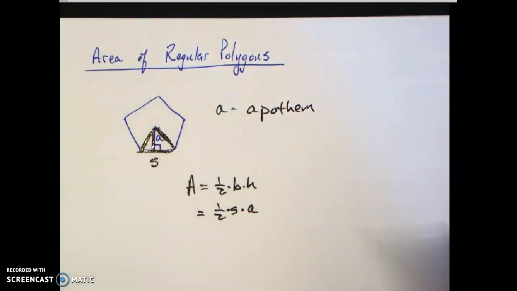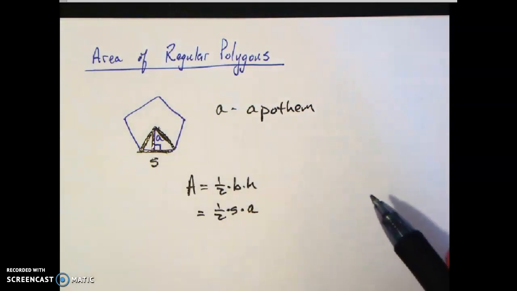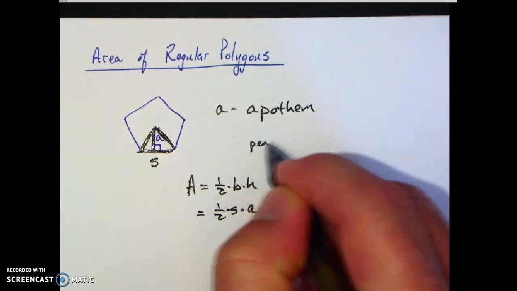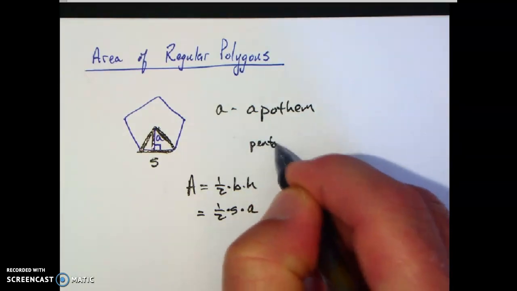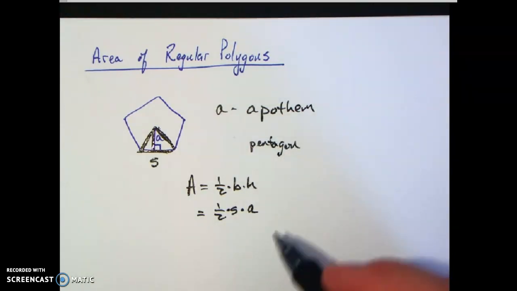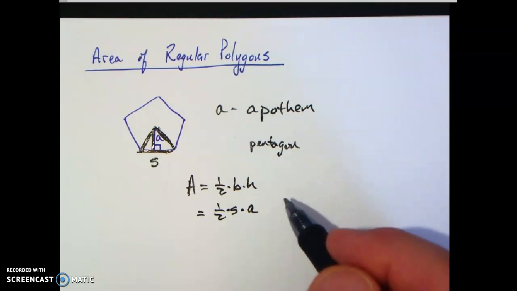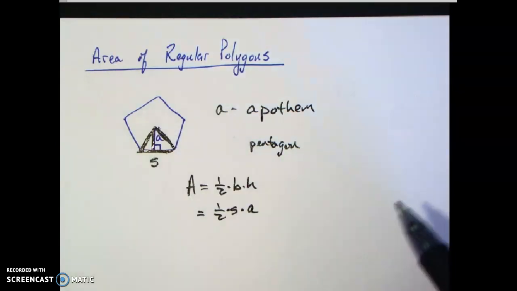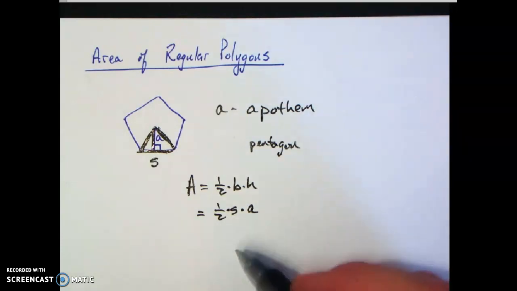Now for a regular polygon, how many triangles depends on how many sides. In this case, we're looking at a pentagon. Pentagons have 5 sides. So I would take the area of this triangle times 5. If we're working with a hexagon, take it times 6, because that's how many triangles we could cut it up into, and all those triangles would be the same.